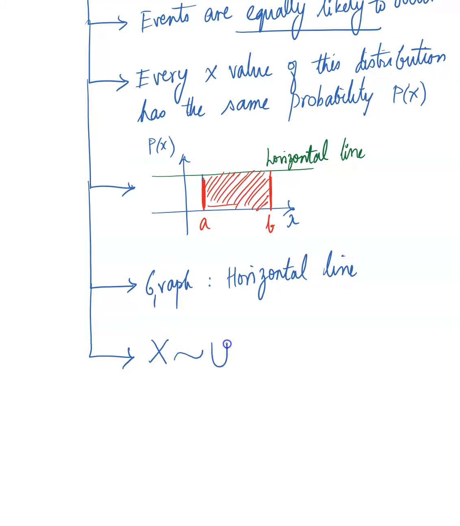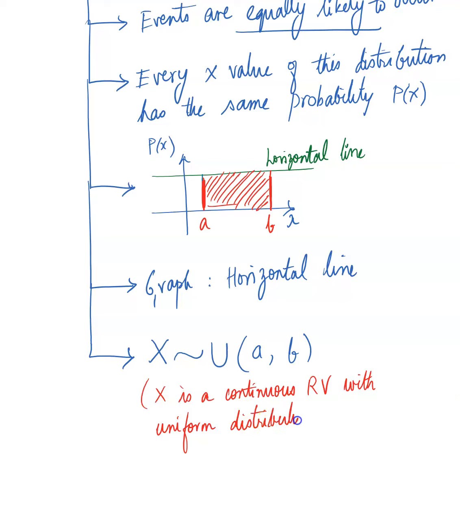This is important because we are trying to specify the area, the region. So you need to start at a particular value on the x-axis and end at a particular value so that the area under the curve between a and b can be measured. And so a quick description for this would be: x is a continuous random variable with uniform distribution from a to b.